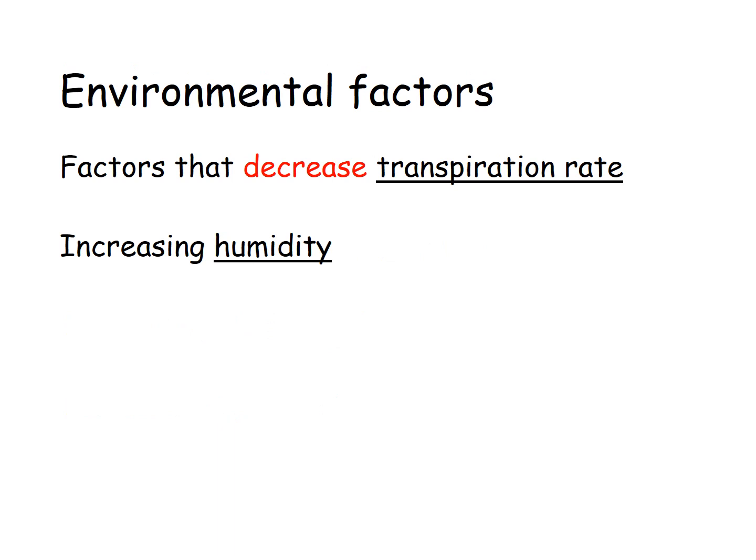Looking at the other way, we're looking at factors that decrease the transpiration rate. So humidity. The more humid it is outside means there's more moisture in the air. If there's moisture in the air and moisture in the leaf, the water from the leaf has got nowhere to go. Okay, so there's going to be less transpiration happening when it's humid outside.